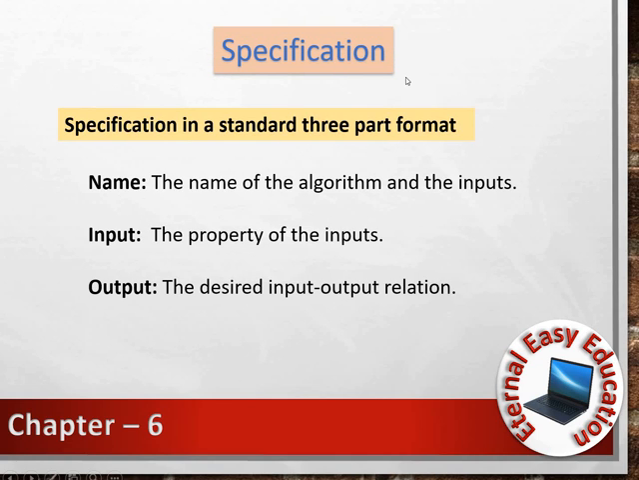So to write a specification, we need 3 parts. First one is the name of the algorithm and the inputs. So we must write a name for the algorithm and the inputs. Then the property of the input, that means the quality of the input. Output in the sense the desired input and output relationship. So we'll see the example, then you will understand what are the 3 things.